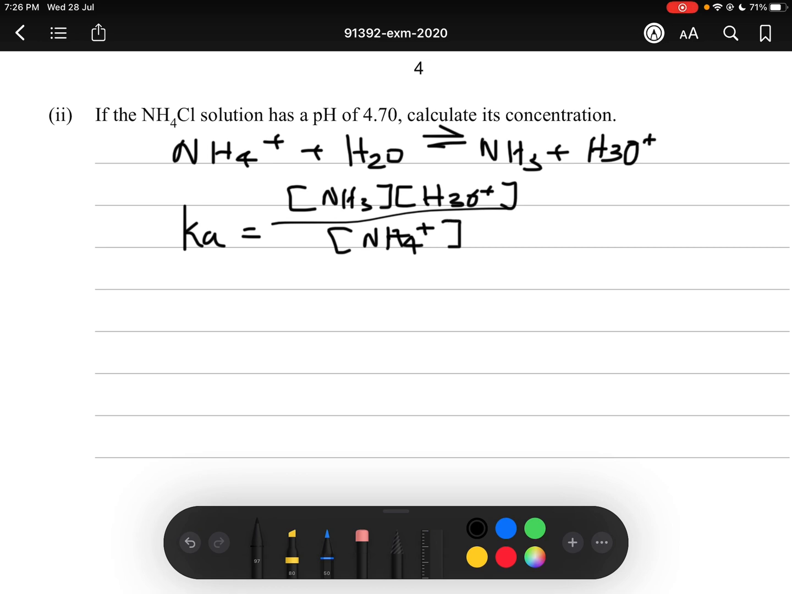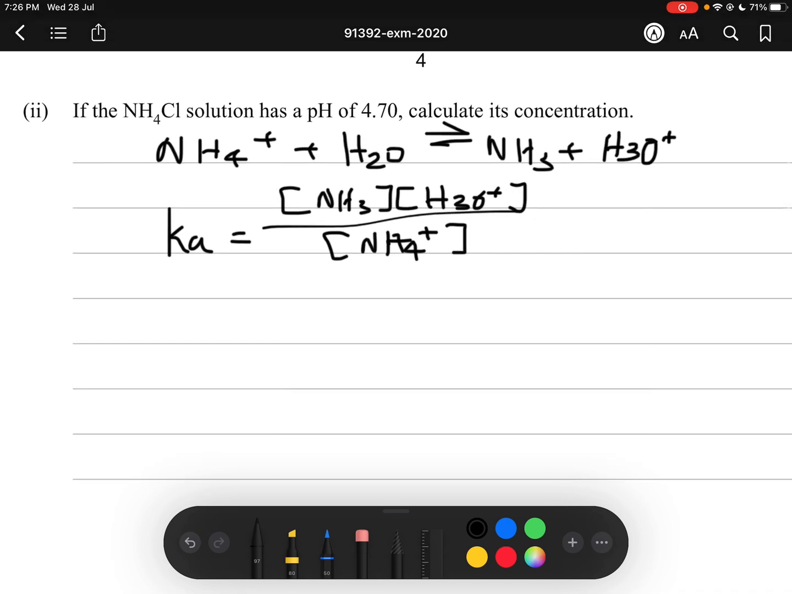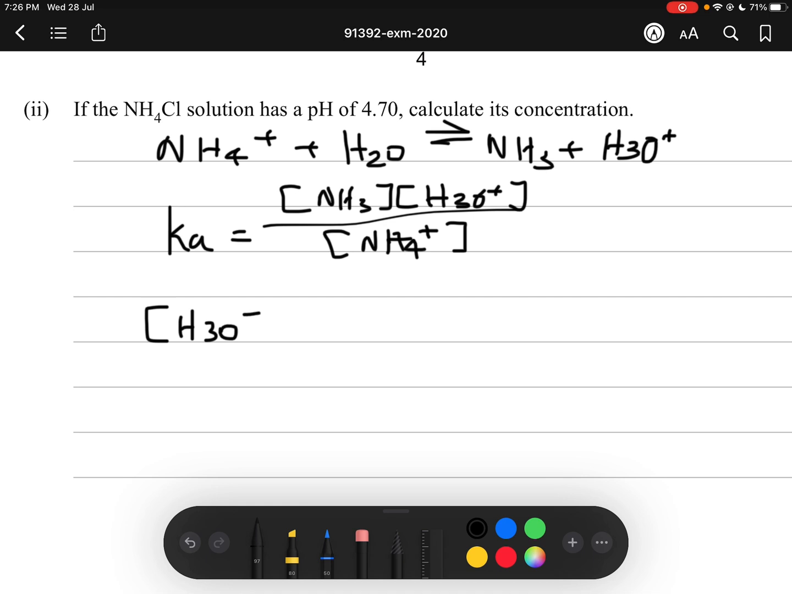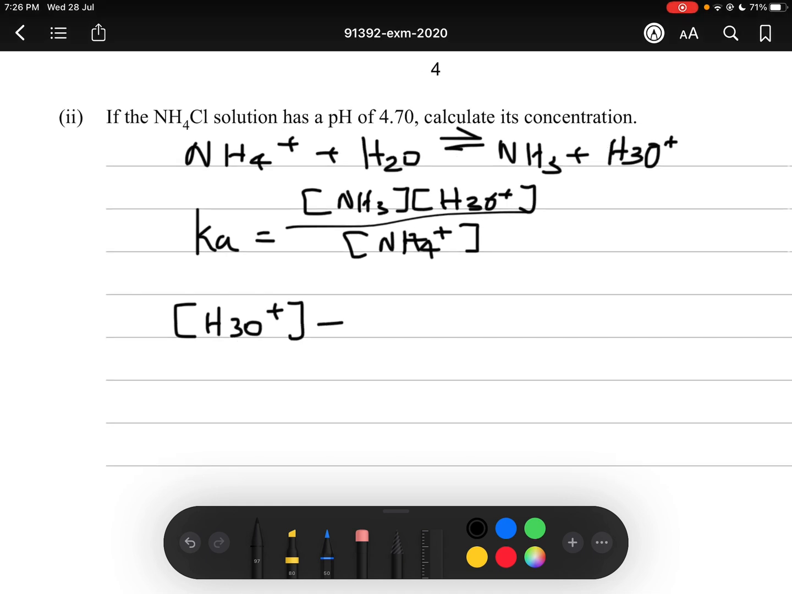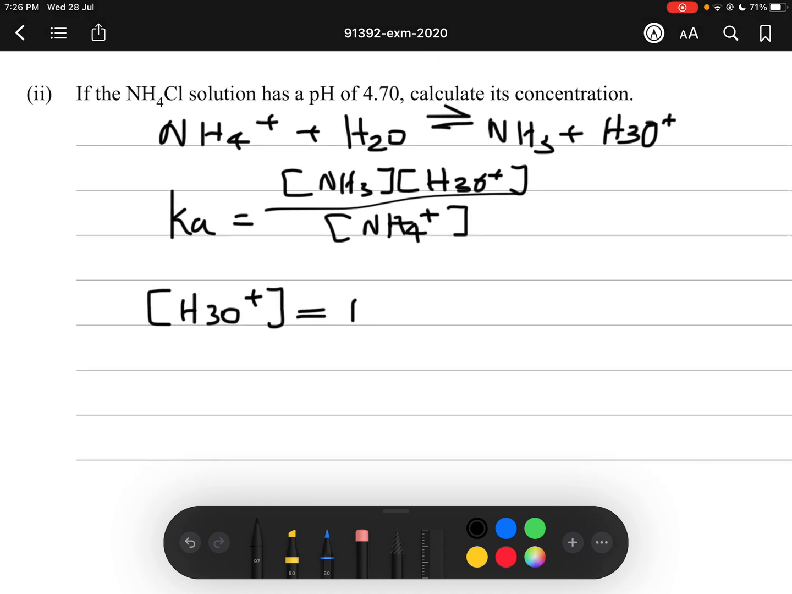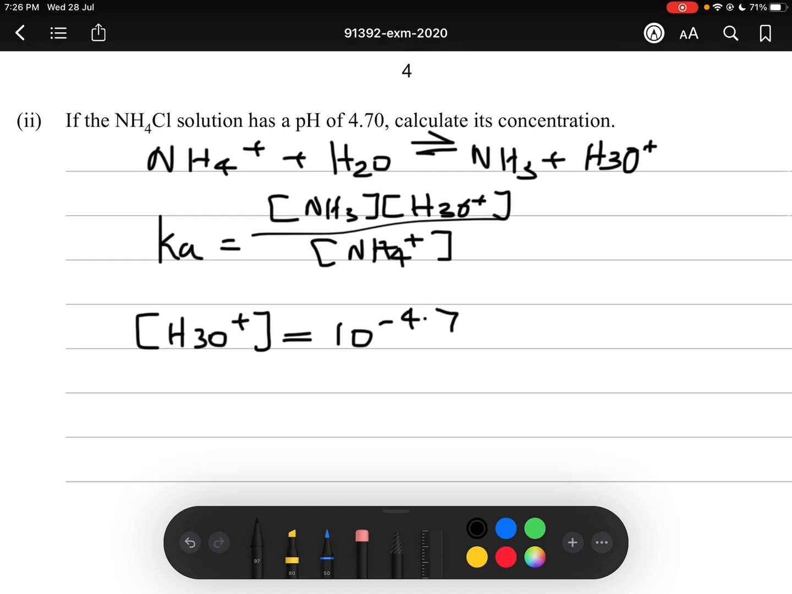So a pH of 4.7 indicates what the hydronium ion concentration is. We can use hydronium ion concentration equals 10 to the power of negative pH, which is 10 to the power of negative 4.7. That is equal to 1.995 times 10 to the power of negative 5 mole per liter.